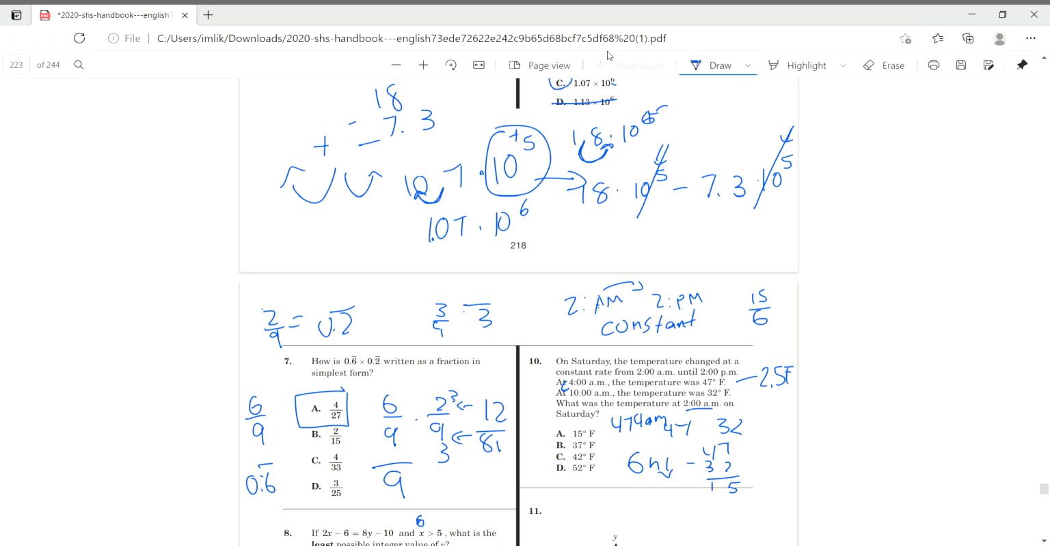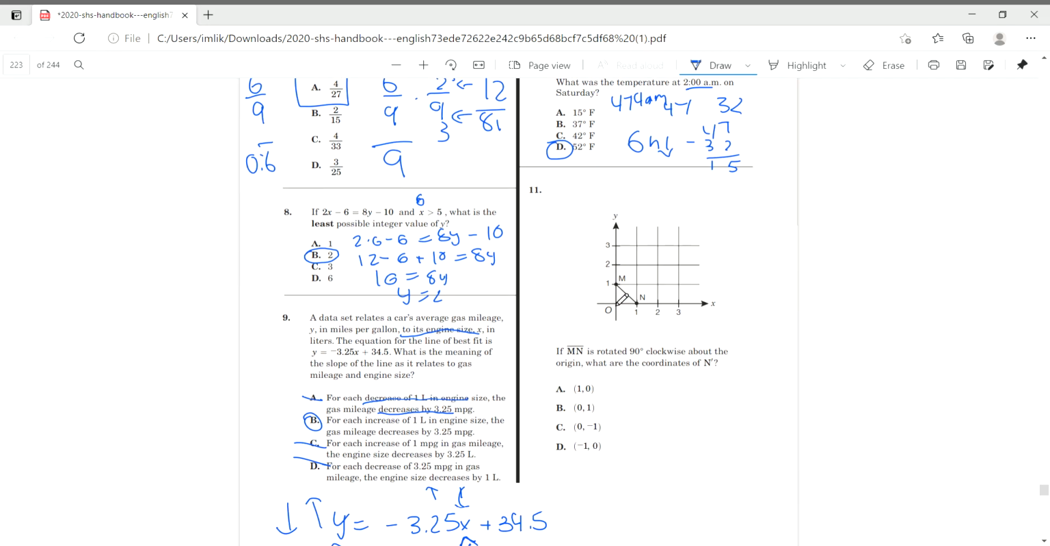So we'll do 2.5 times 2, and we know that there's a 5-degree change between 4 a.m. and 2 a.m. Now, notice how from 4 a.m. to 10 a.m. it's decreasing. So if you want to go back in time, you actually have to increase it. So what we're going to end up doing is adding 5 to 47, which gives us 52 degrees Fahrenheit, which is our answer. So always read carefully. The keyword here was constant rate.